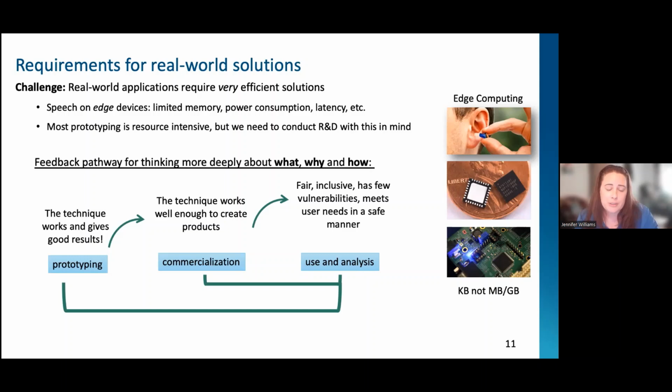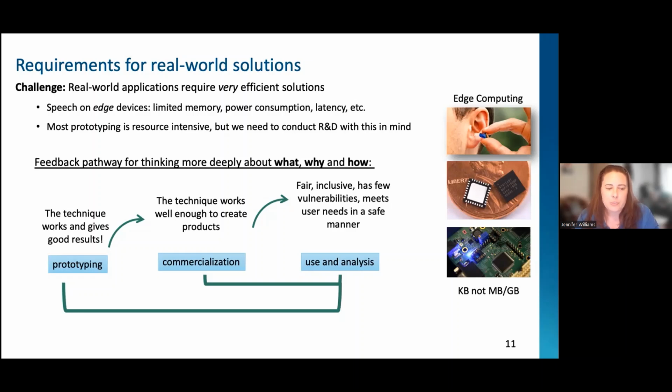But most of the prototyping that we do as researchers is resource intensive. So when we do our research and development, we need to keep in mind the whole product life cycle of how does our idea go from just an idea and some experiments, and how will it be used later? So I like to encourage people to think about a feedback pathway that would help us look more deeply at the what, why, and how.